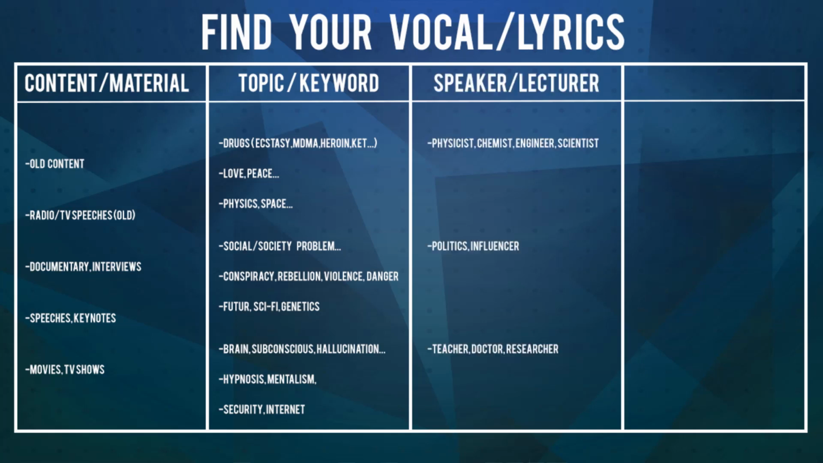So, the next thing that can help you with the keywords you enter in your research, and help you find a specific topic, is to define who the speaker or lecturer is. For example, if it's a physicist, chemist, engineer, or scientist. Like I was telling you, try to find old documentaries talking about drugs where a chemist is speaking.